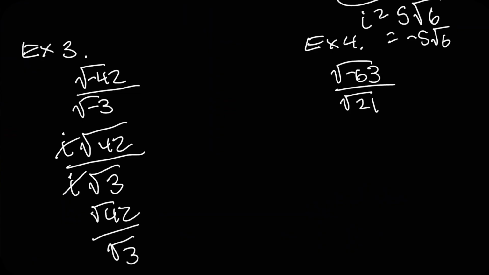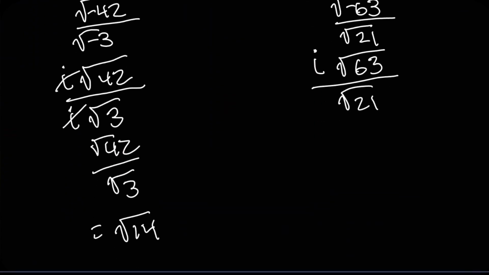Now looking at our last example here, square root of -63 divided by 21. This will give us i and then square root of 63 divided by the square root of 21. And if we want to further break this one down, we'll have i and then the square root of 63 divided by 21, which will give us 3 underneath the square root, so we can say i square root of 3.